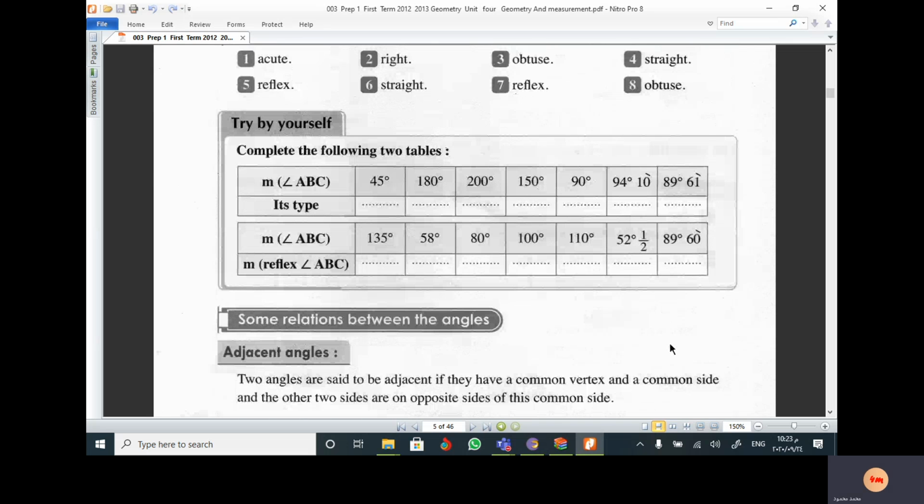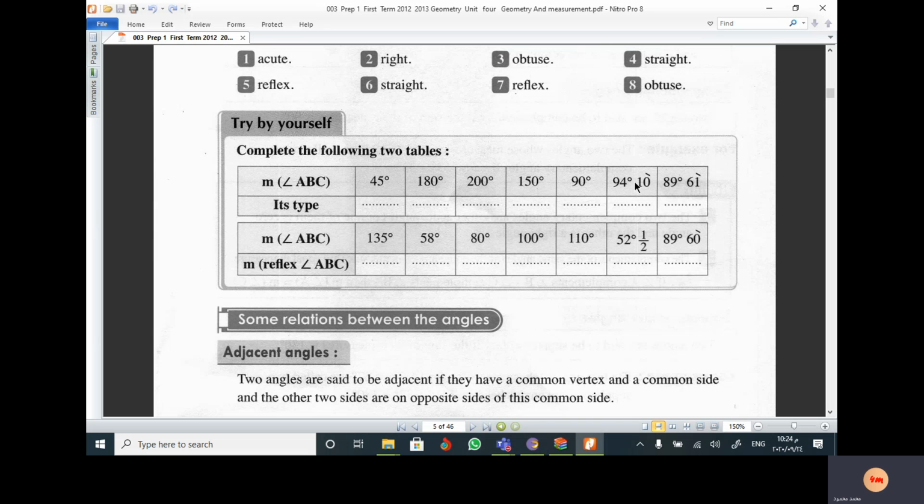Try by yourself. Write the type of each angle, and in the second table, write the reflex angle. 45 is less than 90 and more than 0, so it will be an acute angle. 180 is a straight angle. 200 is more than 180, so it will be reflex. 150 is less than 180 and more than 90, so it will be obtuse. 90 degrees exactly will be right.